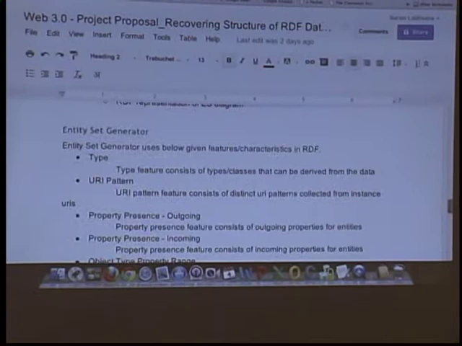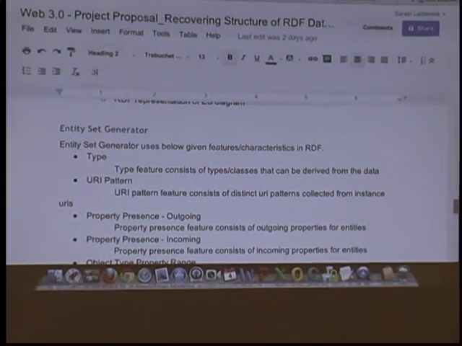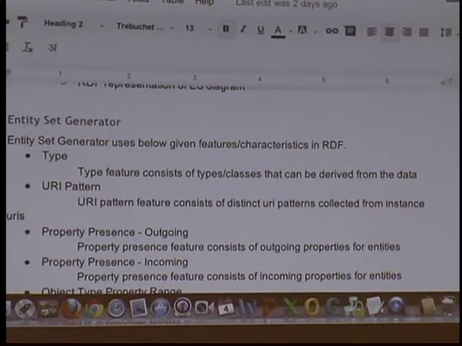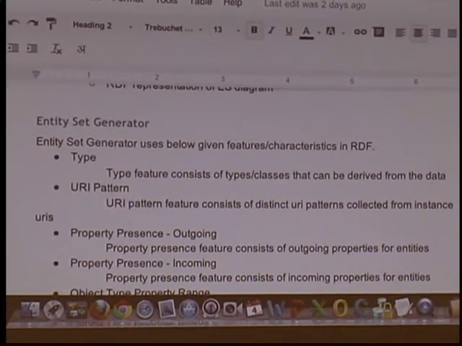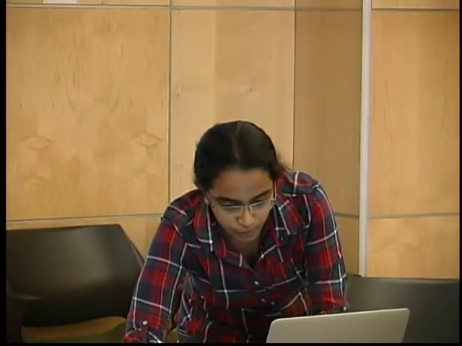This is a continuation of my previous research. Earlier I came up with an approach to identify different entities in RDF datasets. By entities, I mean different instances which share similar characteristics, for example the same type, that is, the class. Because people do not properly use types when defining RDF graphs, which is the case in reality, people just use different URI patterns. Even though they do not specifically say this belongs to this class, they use unique URI patterns for different sets of entities. So we use that kind of feature as well: type, URI pattern, incoming and outgoing properties, whether it's an object property or a data type property, and factors like that.